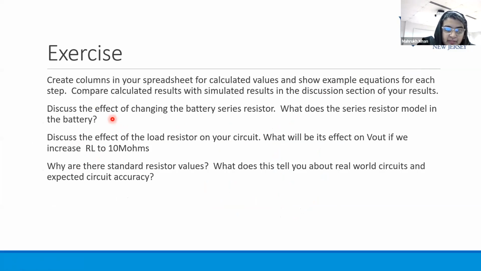Okay, so this is the final exercise in which you need to discuss the effect of changing the battery series resistors. What do you think the series resistor model has an effect on the output voltage? Discuss the effect of the load resistor on your circuit. What will be its effect on Vout if we increase RL to 1 mega ohms? What are the standard resistor values? And how does it tell you that you cannot use any resistor value that you want to build your circuit, because there are some discrete values that exist.